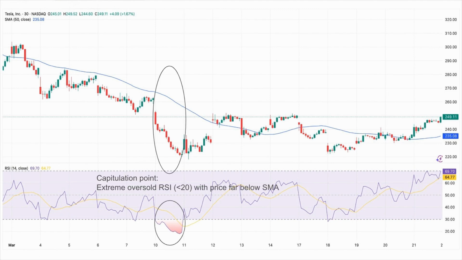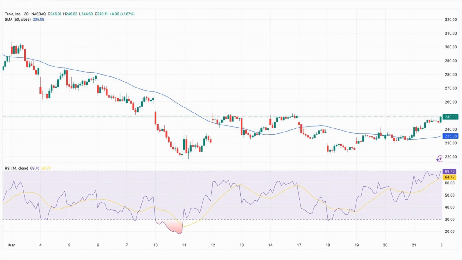On March 10th, here we see a critical interaction. Tesla's price plummeted to around $220, significantly below the declining SMA, while the RSI dropped to extreme oversold territory below 20. When price is this far below the SMA with RSI showing extreme oversold conditions, it often indicates capitulation, the final phase of selling before a reversal.